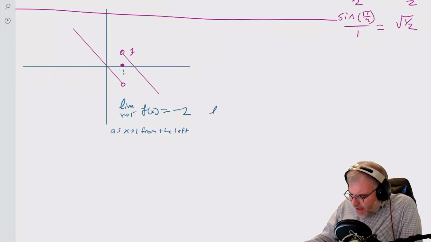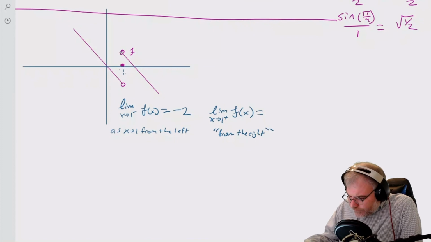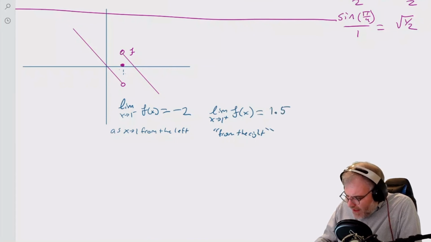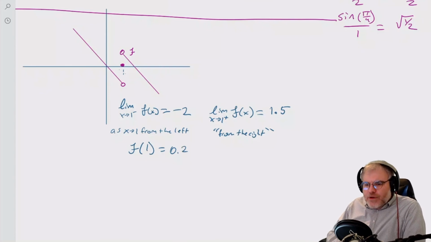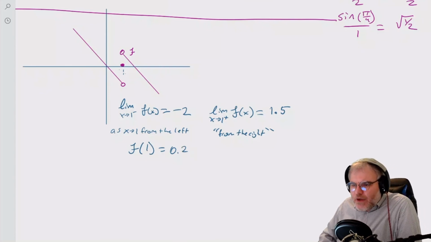The limit as x goes to 1 from the right of f of x equals positive 2, or 1.5, while f of 1 equals like 0.2. Does that make sense? Okay.